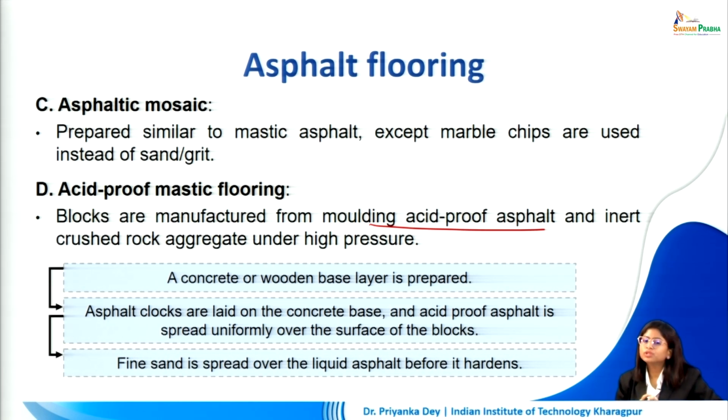A concrete or wooden base layer is prepared, on top of which the asphaltic blocks are laid. On the concrete base, acid proof asphalt is spread uniformly. Fine sand is then of course used to top off this layer over the liquid asphalt before it hardens.